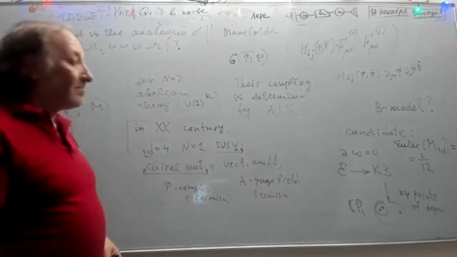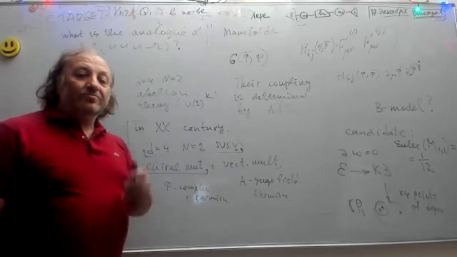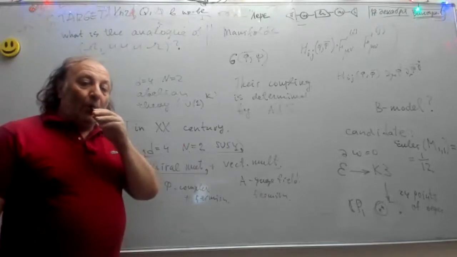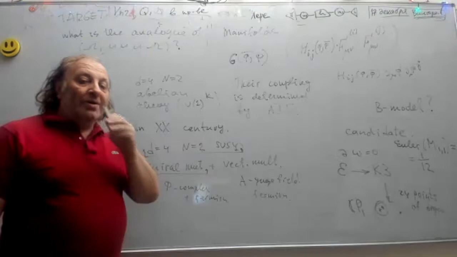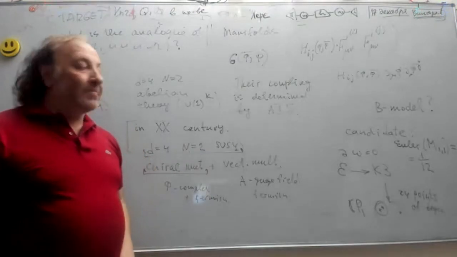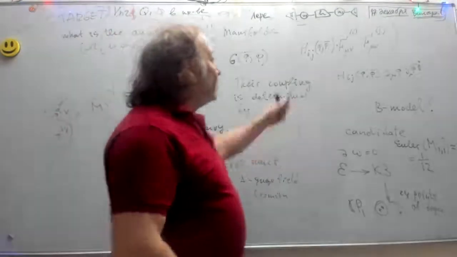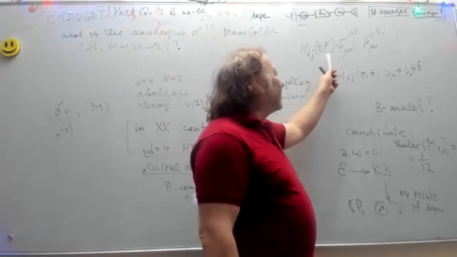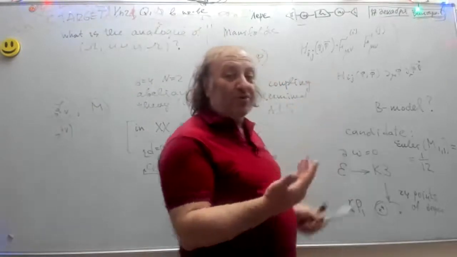I'm completely lost. No, I'm just completely lost. So, where do the constraints come from? What does the electromagnetic duality do? So the constraint comes from the following source.